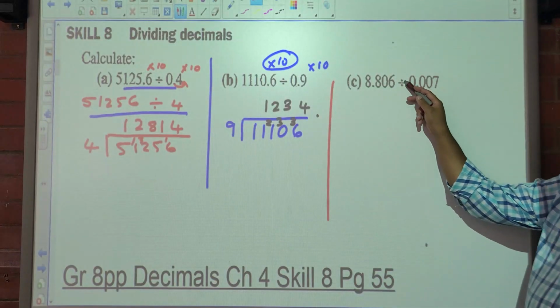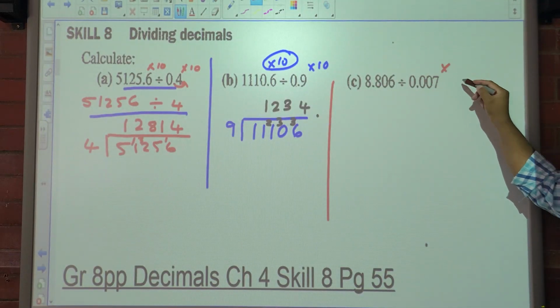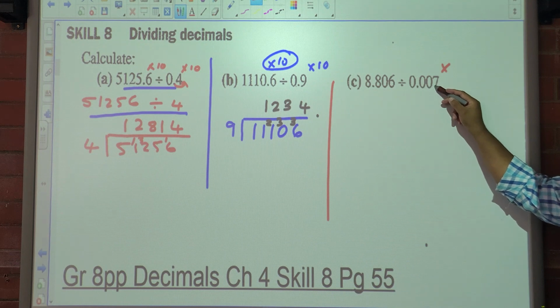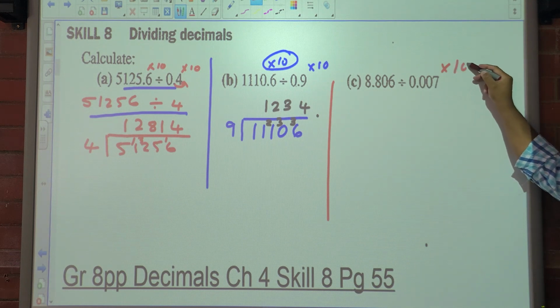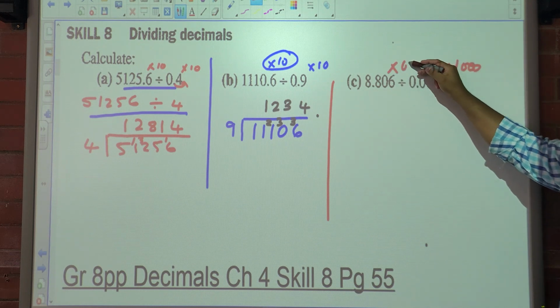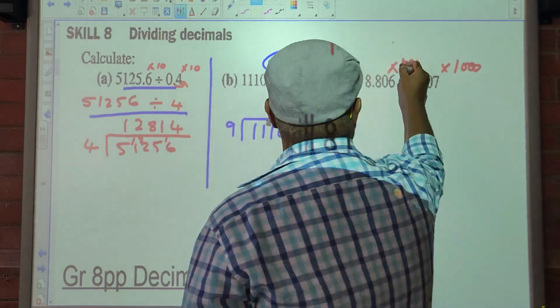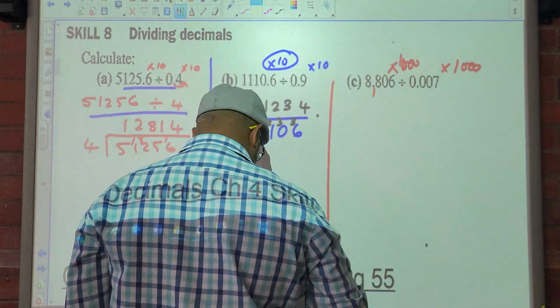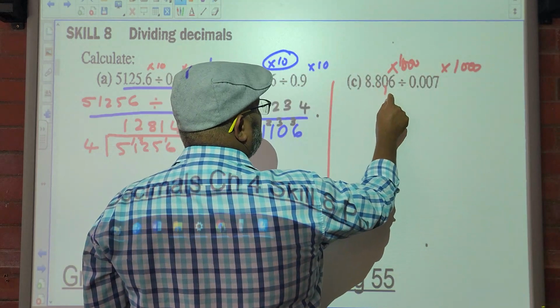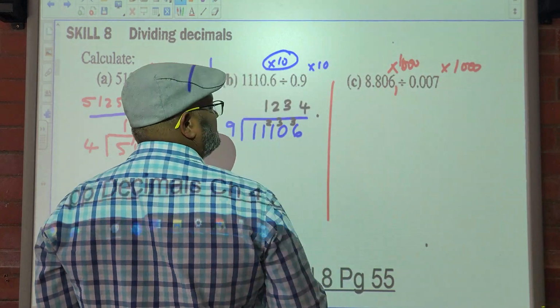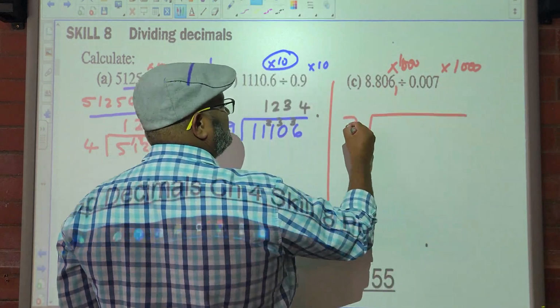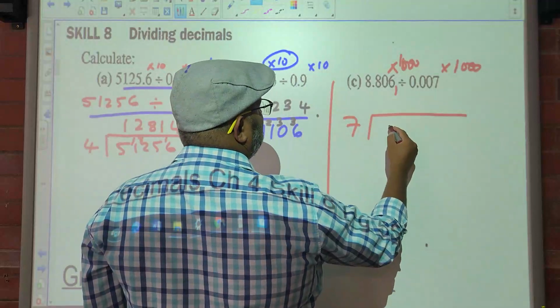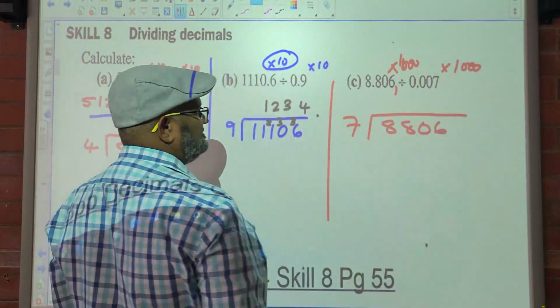The last one. So I'll multiply this answer by 100. We'll move it twice only. We'll multiply it by 1000. So how many units must I move this comma? 3. So it's 1, 2, 3. So in other words, it's going to be 7. It must be divided by 8806.